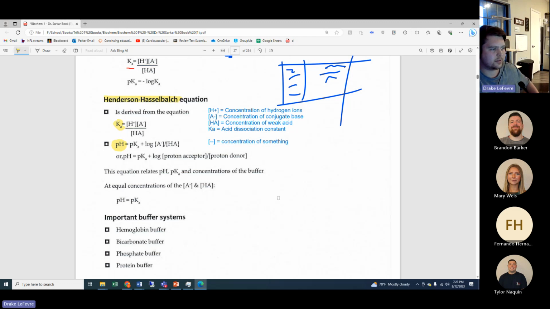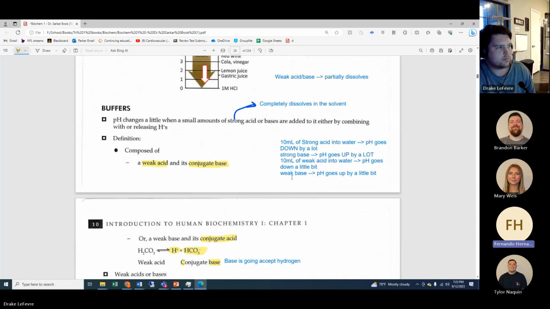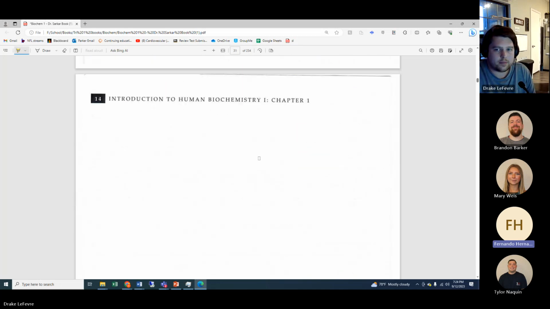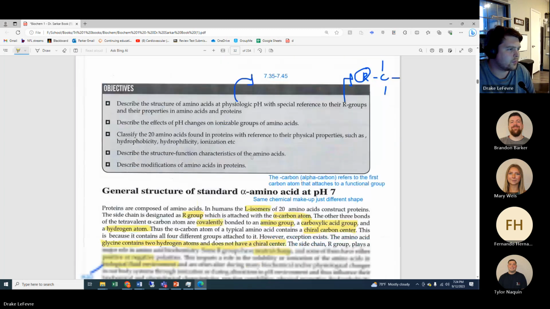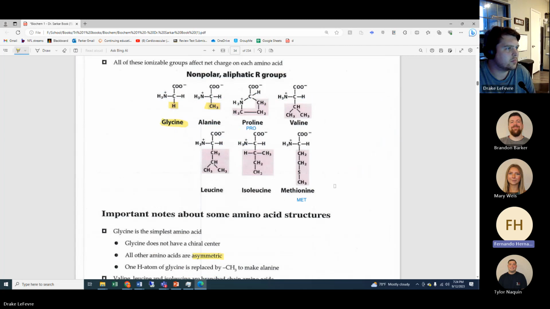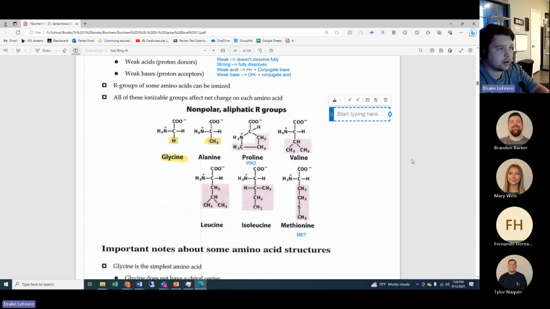Any other questions? Yeah, I have a question real quick. It's going back to the amino acids. Are the essential amino acids all the non-polar R groups besides glycine? Because I have notes on the non-polar R groups, and proline, valine, a good chunk of them are essential.